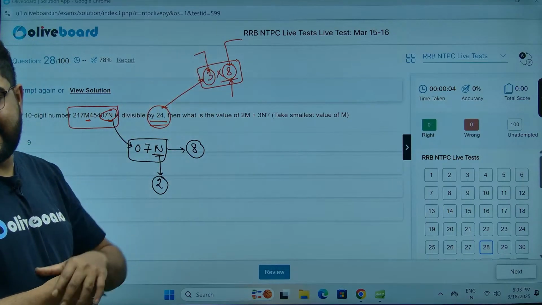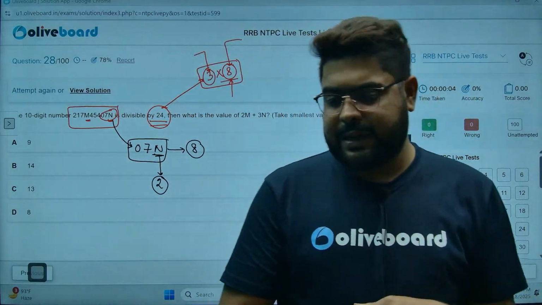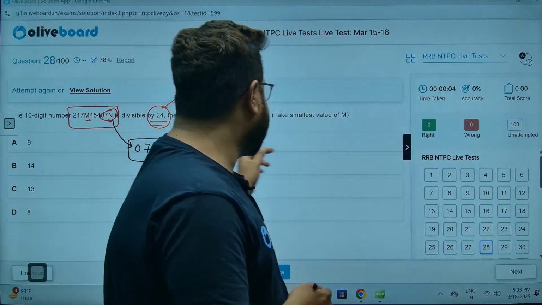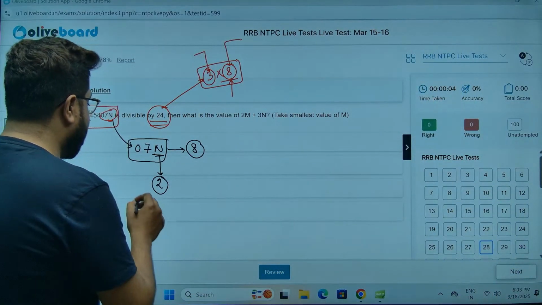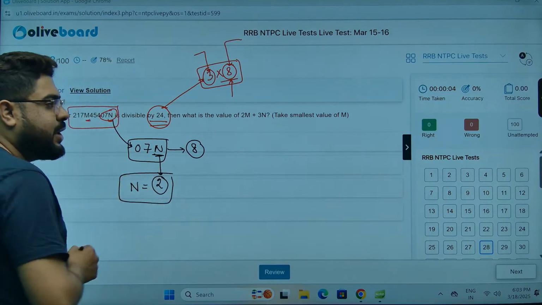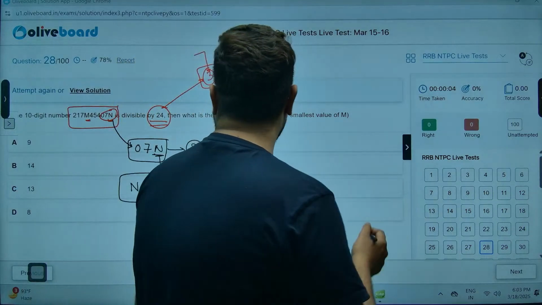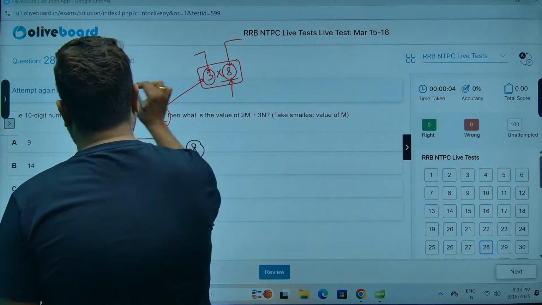Like in the 7 series, 70 to 79, only 72 is divisible. So 120% the value of n is 2. That is for 100% sure. We can say this. Now it's easy. Now we only have one variable, m.